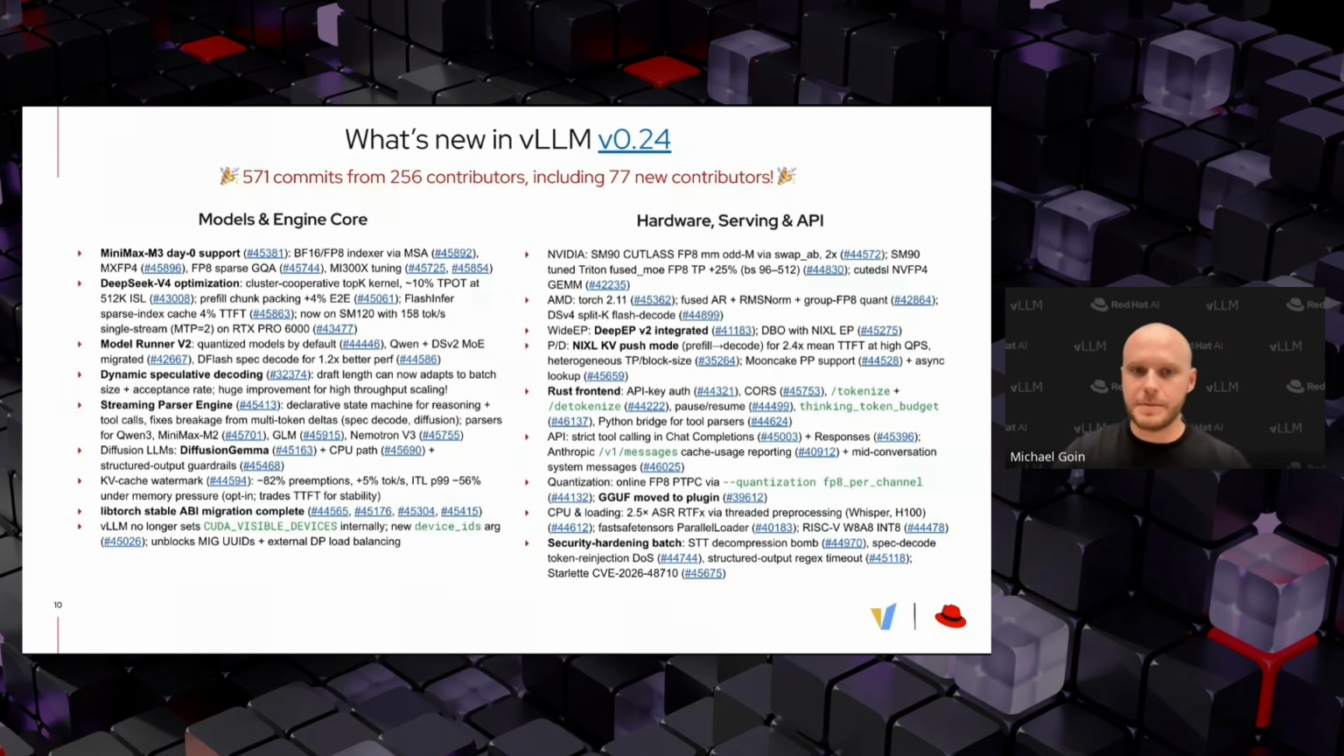Very quickly, I want to just highlight improvements on wide EP. We've integrated DBO v2 on main and DBO with NIXL. A key optimization for PD is implementing the NIXL KV push mode, so pushing from prefill to decode rather than pulling, improving time to first token in very high throughput scenarios. We're also doing a lot of work on the Rust front end, still pushing through on parity with the Python front end. On the quantization side, we finally completed the migration of GGUF model support to a plugin, so we can better separate the concerns of that support from mainline vLLM concerns.